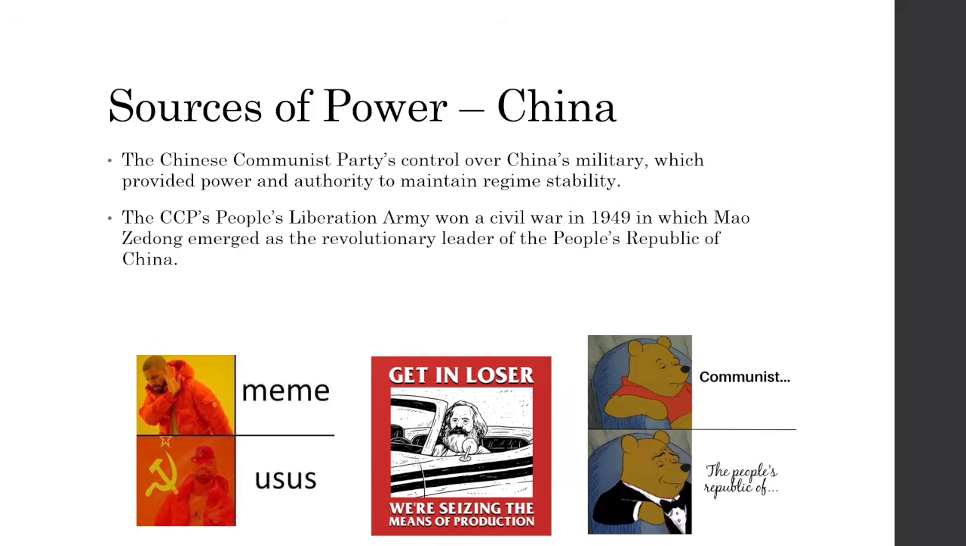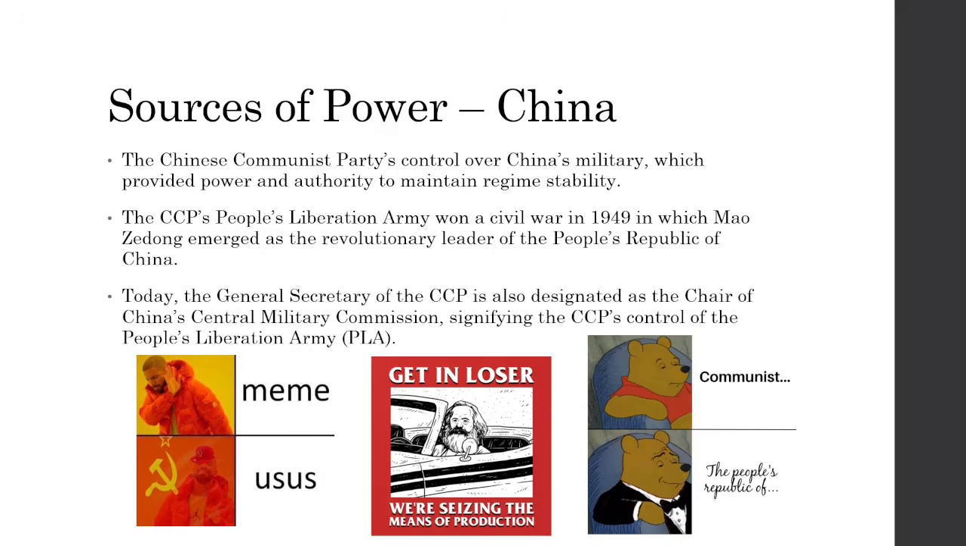The Communist Party's Liberation Army won a civil war in 1949 in which Mao Zedong emerged as the revolutionary leader of the People's Republic of China. So he was a leader with power and authority, and this was derived from that civil war in 1949. Because typically when someone wins a civil war, they become a very big power holder in the country.